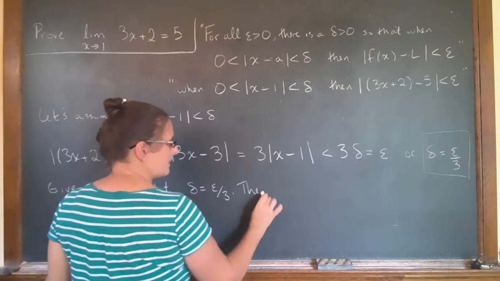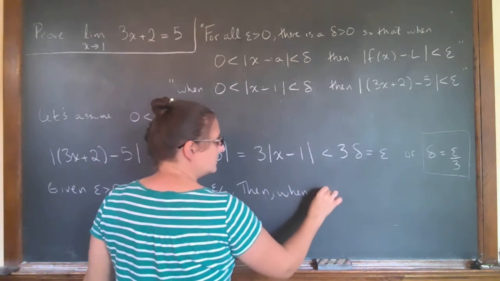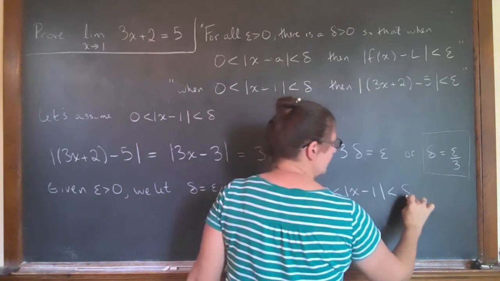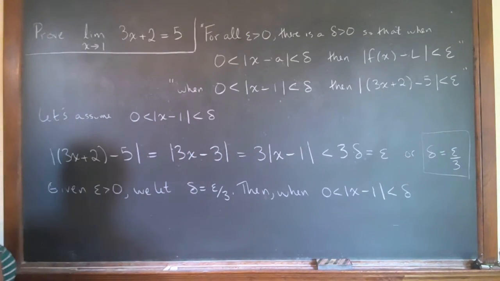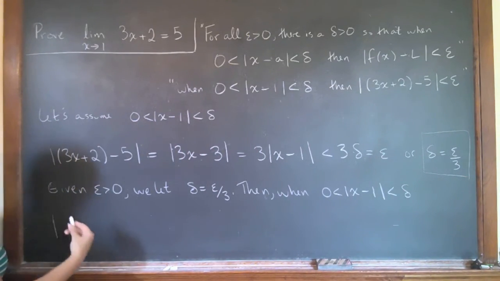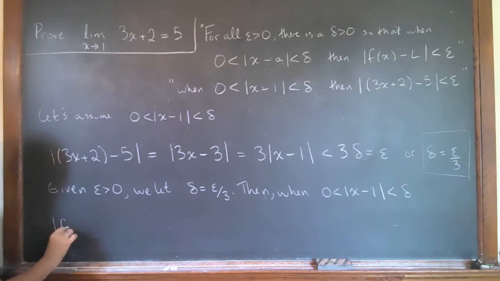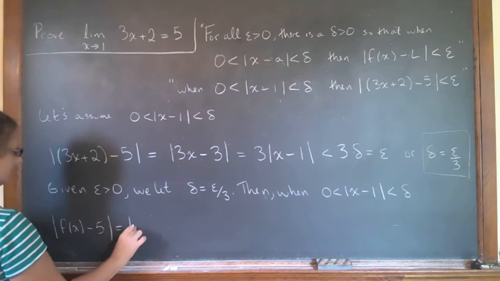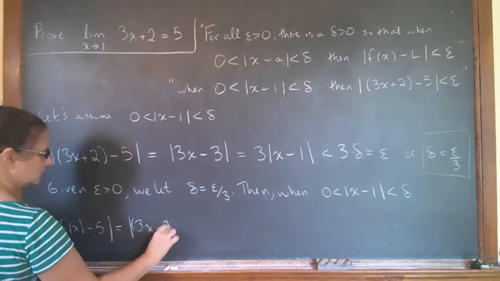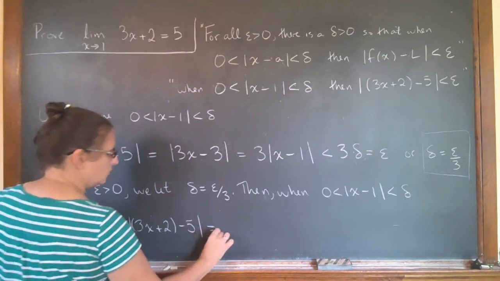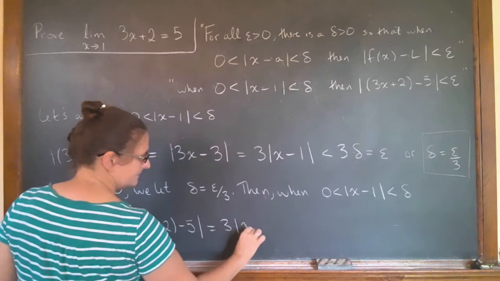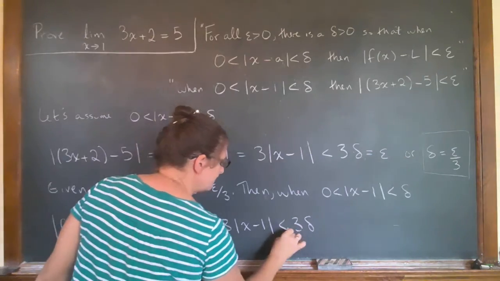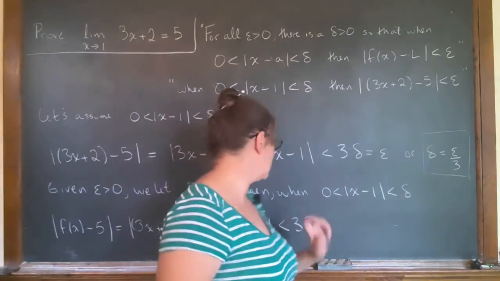Then, when my absolute value of x minus 1 is between 0 and delta, my absolute value of f of x minus L, right, which I can even write it like that if I want. L was 5, right, which is the absolute value of 3x plus 2 minus 5. So we can see from up here, this is just 3 times the absolute value of x minus 1. This is 3 delta, or well, less than 3 delta, right? Because the absolute value of x minus 1 is less than delta.